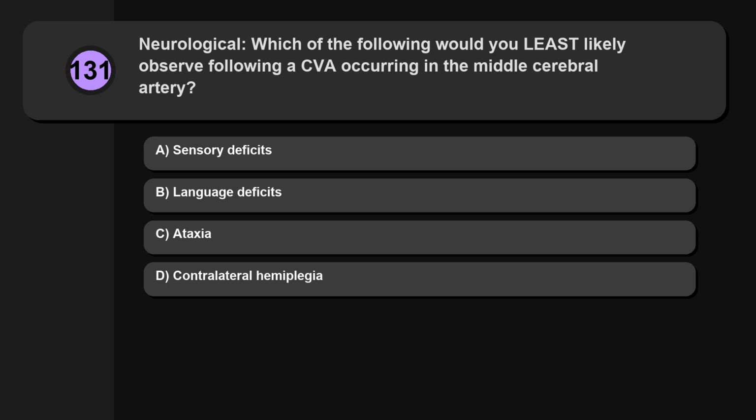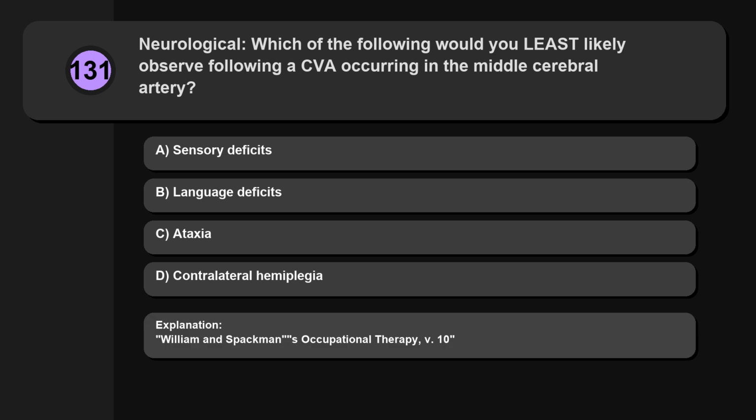Question 131. Neurological. Which of the following would you least likely observe following a CVA occurring in the middle cerebral artery? Option A, sensory deficits. Option B, language deficits. Option C, ataxia. Option D, contralateral hemiplegia. The correct answer is option NaN. Willard and Spackman's Occupational Therapy, 10th edition.